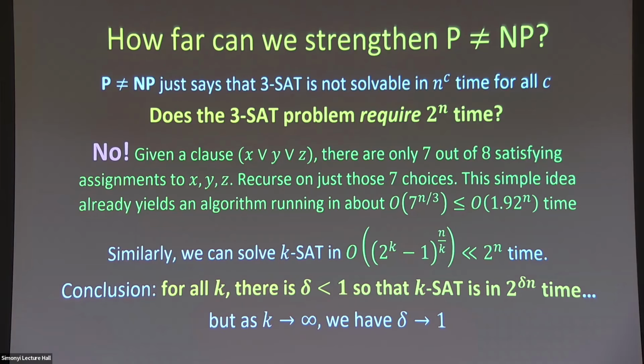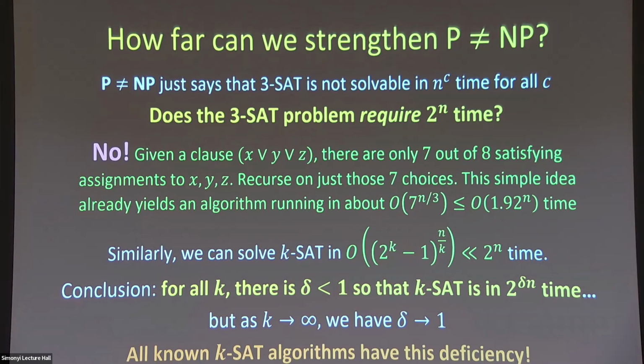However, as this clause width k, the bound on the number of variables I can have inside a clause, grows unboundedly, this delta goes to 1. And so I'm back to 2 to the n, essentially, as k grows unboundedly. But all known k-SAT algorithms have this deficiency. There are algorithms based on local search, starting from a random assignment and trying to fix it. Algorithms based on backtracking, trying to plug in an assignment starting from nothing. Algorithms based on dynamic programming. All of these have this same sort of deficiency.